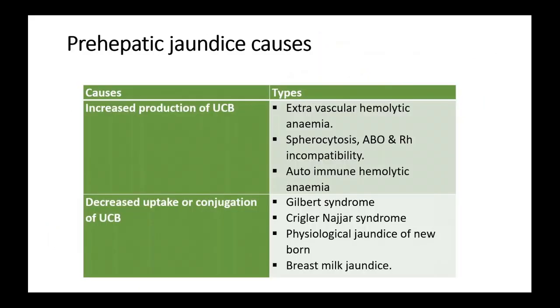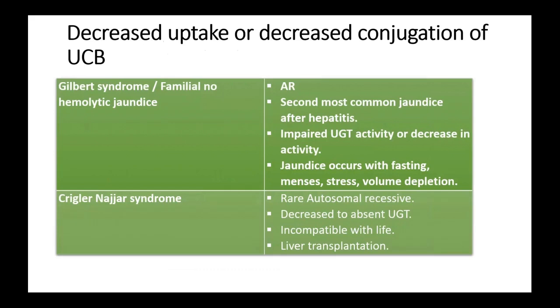What are the causes of prehepatic jaundice? The most common cause is hemolysis. What are the causes of hemolysis? Hemolytic anemias. The second important cause is decreased uptake or conjugation of unconjugated bilirubin. Examples are Gilbert syndrome, Crigler-Najjar syndrome, physiological jaundice of newborn, and breast milk jaundice. So let's say the decreased uptake. Let's say this is blood vessel, this is liver, and at this point the liver is not uptaking unconjugated bilirubin here. So this process is stopped.